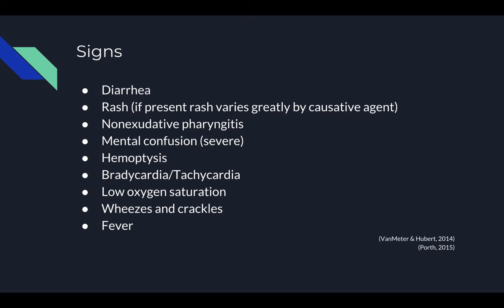Signs that one may have pneumonia are diarrhea, rash. If the rash is present, it really varies greatly by the actual causative agent as well as the cytotoxins that are creating that rash. Pharyngitis, or just inflammation of the back of the throat and tonsils. Mental confusion, if it is severe enough, blood-tinged sputum, tachycardia is usually the most prominent in the beginning, but bradycardia can be present once it becomes a very severe infection.